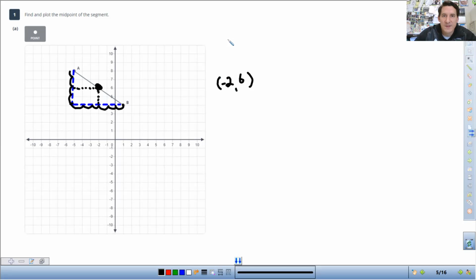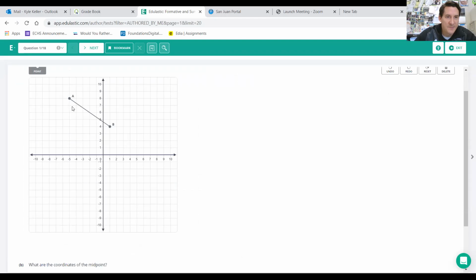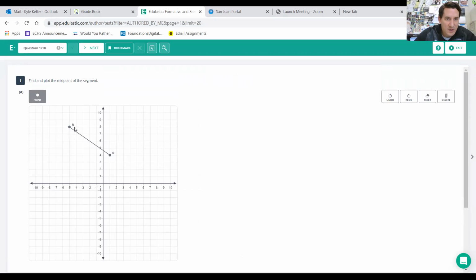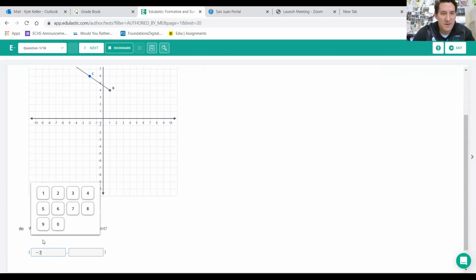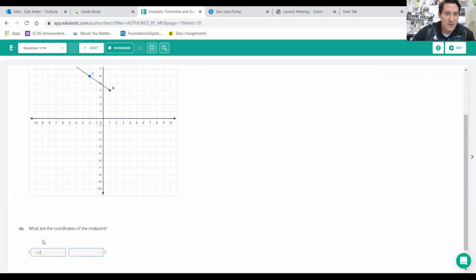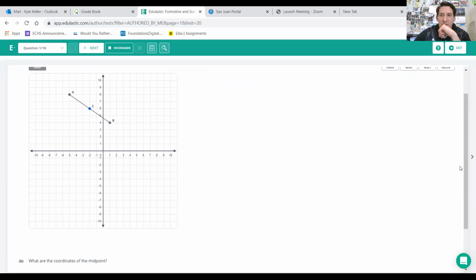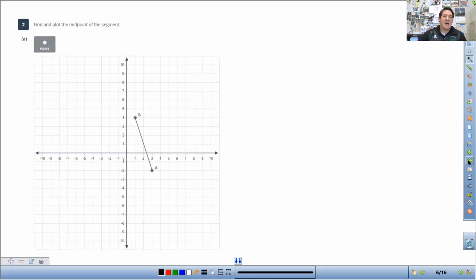All right. What this looks like on the problem in Edge Elastic. Let me switch over here. So the problem looks like this: you click on the point, find where the midpoint is, and just drop the point at the midpoint, and then scroll down here, put your x coordinate, -2, and then the y coordinate is 6. All right. Next problem, let's do a couple more examples of that.